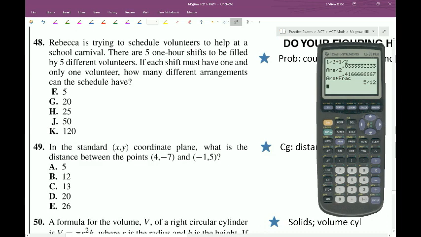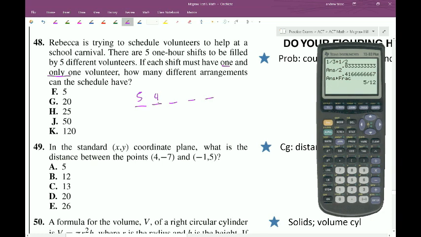Rebecca is trying to schedule volunteers to help at a school carnival. There are 5 one-hour shifts to be filled by 5 different volunteers. So this is one of these situations. How many different arrangements can the schedule have? Well, for this first shift, you have 5 people to choose from. For this second shift, since you can only have one and only one, you have now 4 people to choose from.